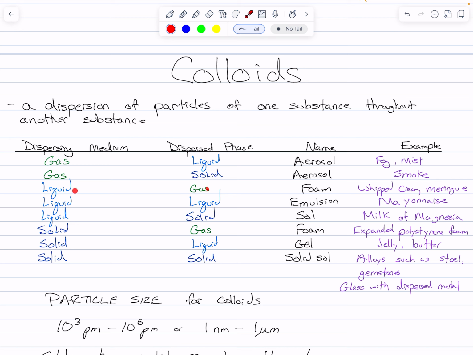If you have gas in a liquid, some of you guys make a foam like whipped cream. Some of you guys like whipped cream. All right, meringue, like lemon meringue pie or something like that. All right, liquid and liquid. So you can have two liquids, which make an emulsion. So when you have those liquids mixed, it's an emulsion. Maybe you've seen that before. Mayo is an example. All right, solid in a liquid. Milk of magnesia. That's magnesium.